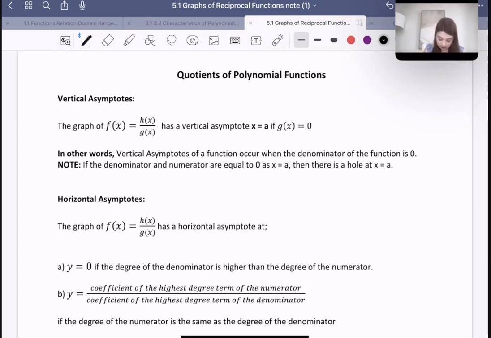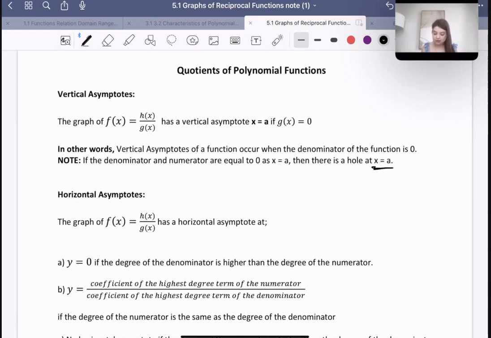So it says here, in other words, vertical asymptotes of a function occur when the denominator is 0, but there's one exception here that we didn't have to worry about with reciprocal functions that we do need to be aware of here. If the numerator and denominator are equal to 0 at x equals a, meaning there's something that we can cancel out because the numerator also is equal to 0 there too, that means there is a hole at x equals a, not an asymptote. So that's pretty much the only exception that we've got to watch out for.